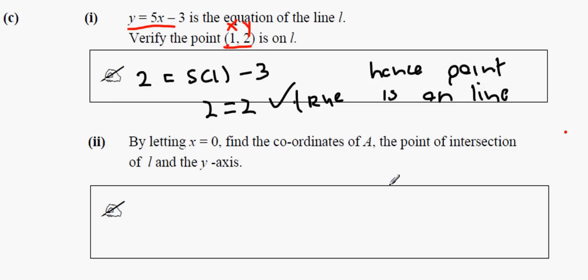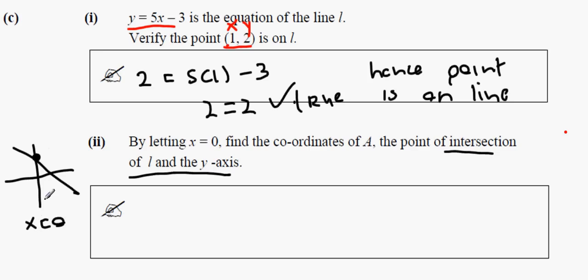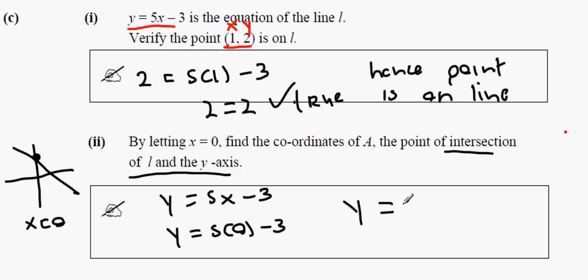Okay. Now we're trying to find where this line hits the y-axis. Usually there's a line, and the line will hit the y-axis. This is called the intersection of L and the y-axis. We do this by letting x equal 0, because x equals 0 for all points on the y-axis. So y equals 5x minus 3, with x equals 0, so it's 5 times 0 minus 3, and therefore y is equal to minus 3.